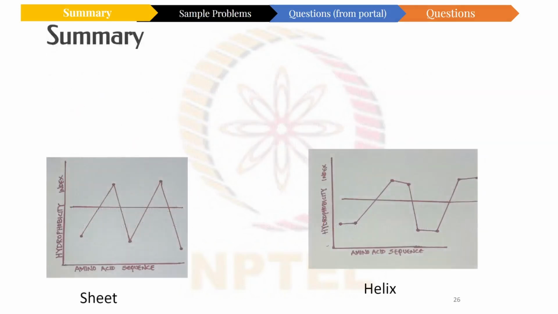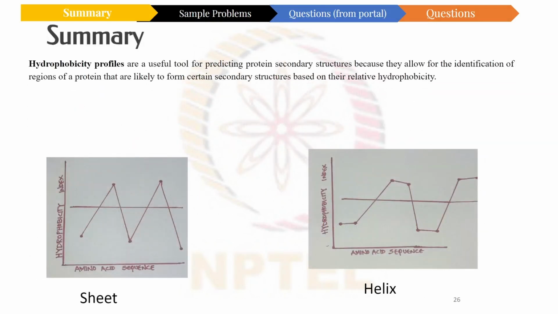Finally, we have hydrophobicity profiles. So a hydrophobicity profile is a graphical representation of local hydrophobicity along the amino acid sequence of a protein. It illustrates how hydrophobicity varies as a function of the position in the sequence. These profiles are essential for predicting various structural elements like alpha helices and beta strands.